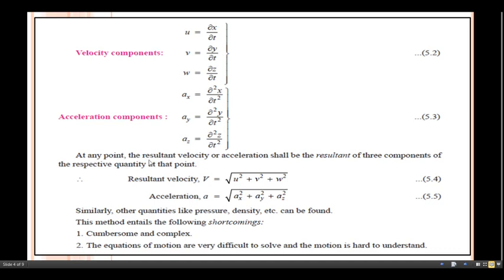Now at any point, the resultant velocity or acceleration shall be the resultant of the three components of the respective quantity at the point. So the resultant velocity V equals the square root of u² plus v² plus w², and for acceleration we get a equals the square root of ax² plus ay² plus az². Similarly, other quantities like pressure, density, etc. can be found.